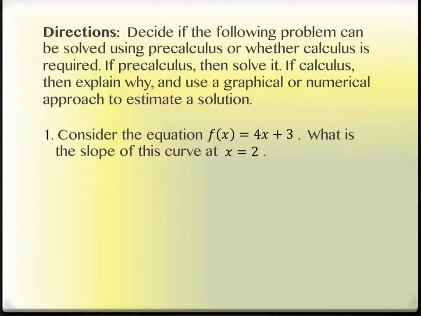So here's an example. This one says to consider the equation f of x equals 4x plus 3. What is the slope of this curve at x equal to 2? So the first question to ask yourself is, what is this equation an equation of? It's a line. And is a line rigid or is it flexible? It's very rigid, right? You guys have been working with lines since junior high math somewhere along the way, right? In Algebra 1 or maybe even a pre-algebra course.